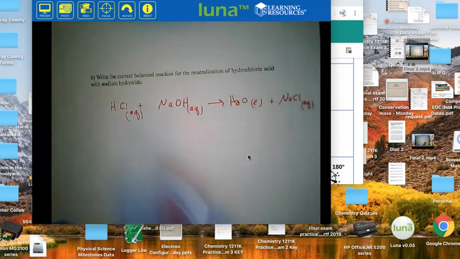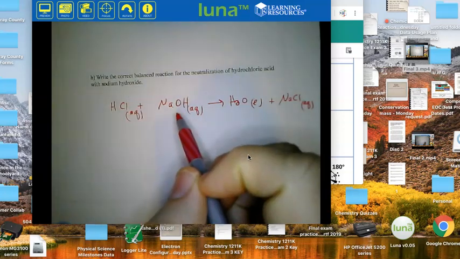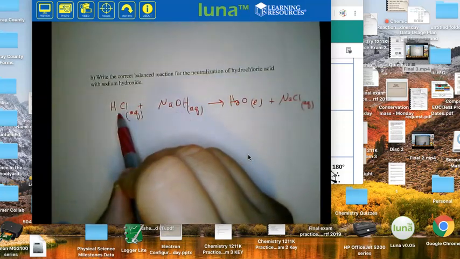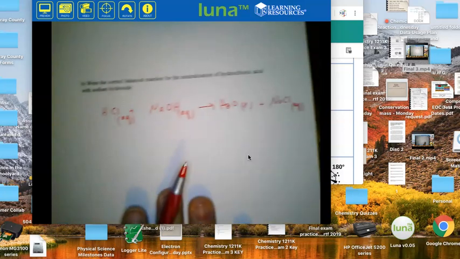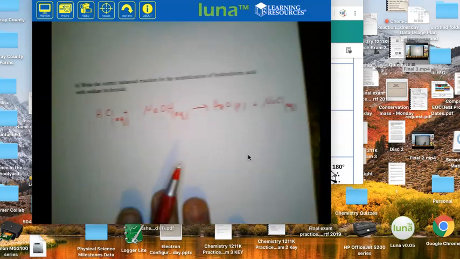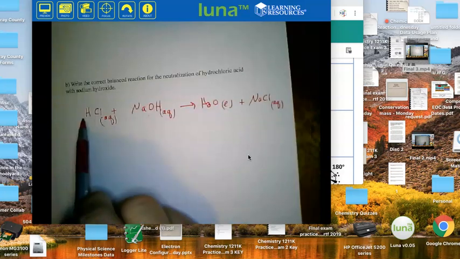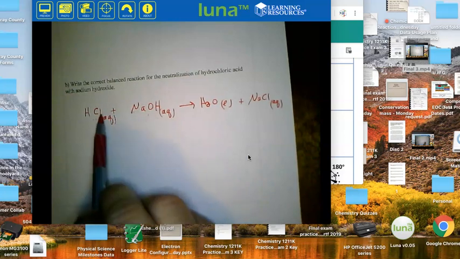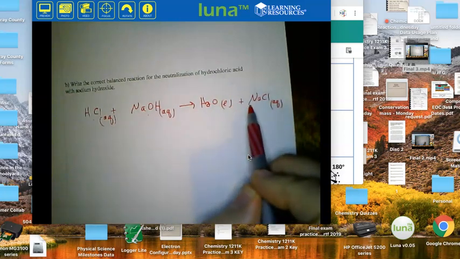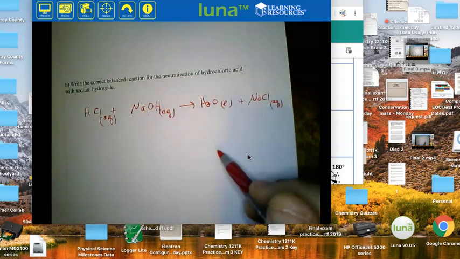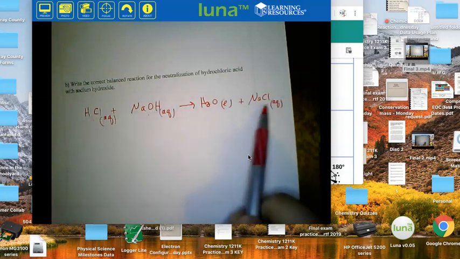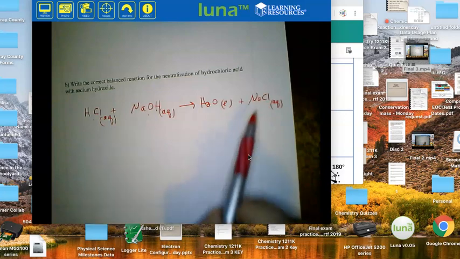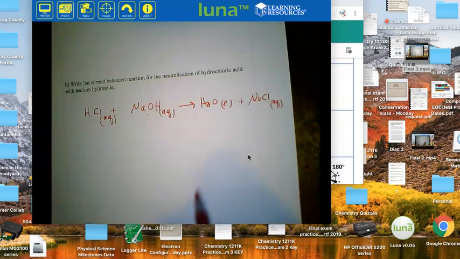Part B, write the correct balanced reaction for the neutralization of hydrochloric acid, or HCl, with sodium hydroxide, NaOH. Okay, and so this is a double displacement reaction where you have hydrogen and hydroxide coming together to form water, and then sodium and chlorine coming together to form sodium chloride. All right, so we have 2 hydrogens on both sides, we have 1 chlorine on both sides, and 1 sodium on both sides, so it's a balanced equation.